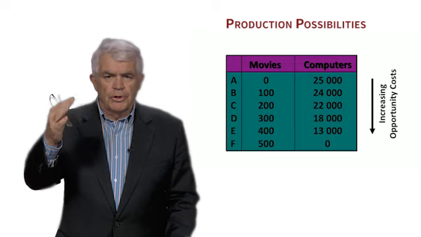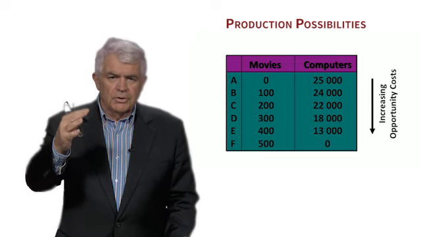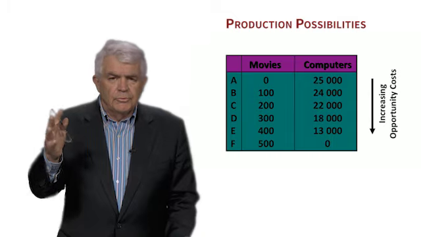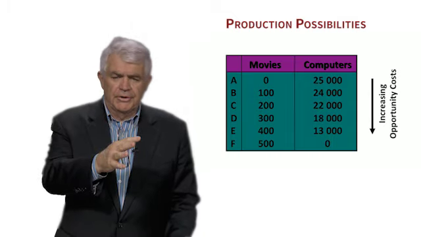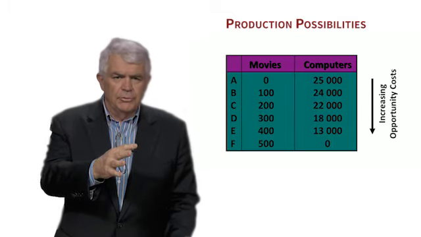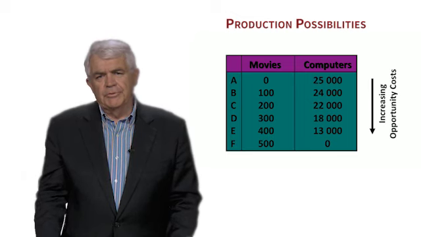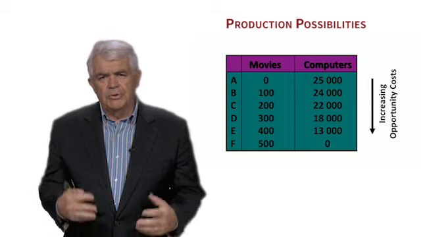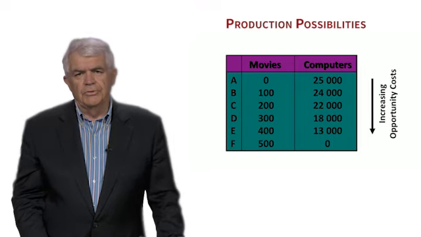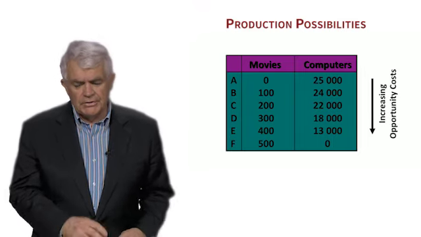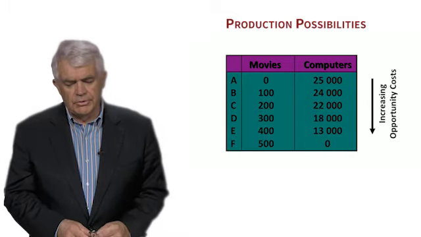So at the extreme where you're basically taking all of the workers and putting them in the movies, then you have really skilled programmers who are not very good actors, and you're getting a little bit more movies, but you're really subtracting dramatically from the capability of producing computers. And that's what causes this increasing opportunity costs. It's a very important concept. It's different than just opportunity costs. It's increasing, as this table indicates.